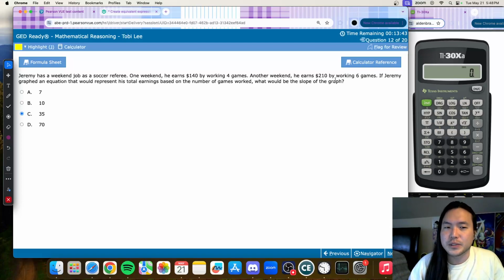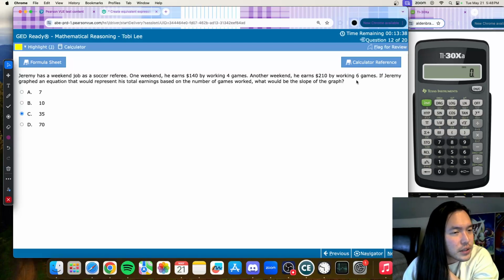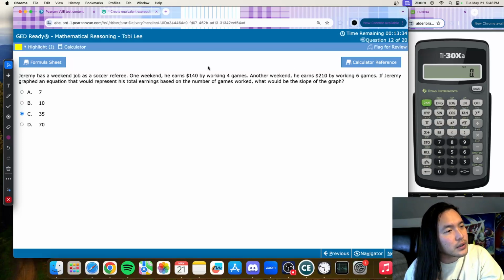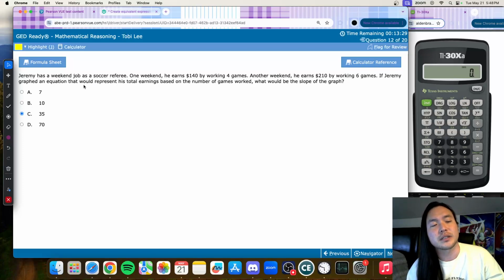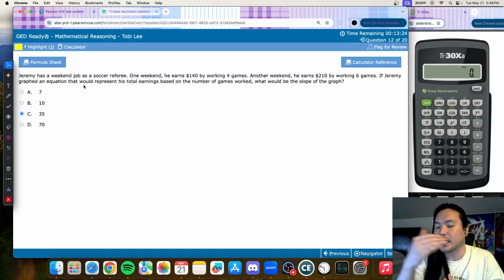It's the same thing for 210 for 6 games. Yeah, 210 divided by 6 is also 35. He earns $35 per game. So we're going to graph an equation that represents his total earnings based on the number of games he works. What would be the slope of the graph, right? So presumably the graph would be x-axis number of games he's worked, y-axis the amount of money that he makes. Well, the slope is definitely going to be money per game, and he definitely makes $35 per game. That's the slope.